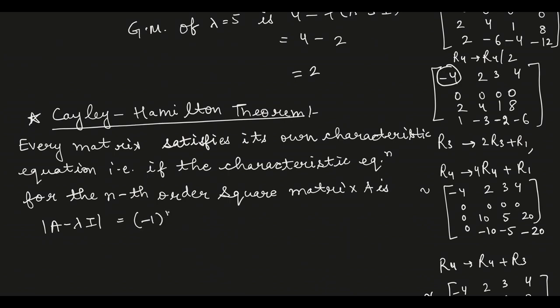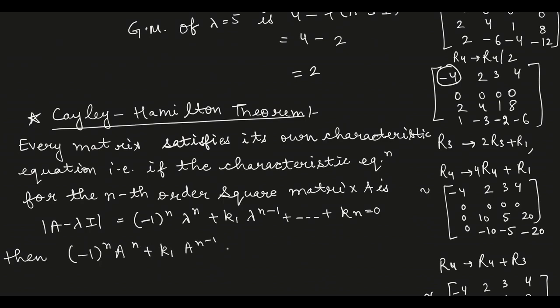(-1)^n lambda^n + k1 lambda^(n-1) and so on till kn equal to 0, then (-1)^n A^n + k1 A^(n-1) and so on equals 0. Simply, every matrix satisfies its own characteristic equation.